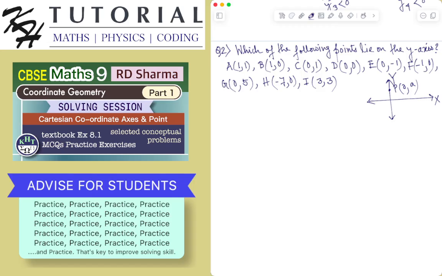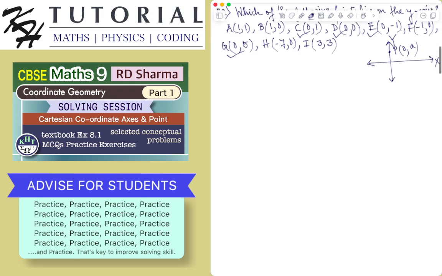So now we can clearly say which of the given points are lying on the y-axis. I will tick mark all the points which are lying on the y-axis. Clearly, we have to select all the points whose x coordinate, or abscissa, is 0. So C, D, E and G. These points will lie on the y-axis.